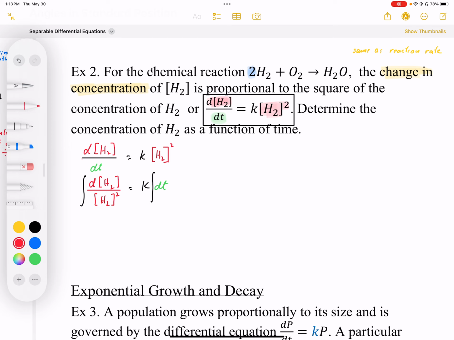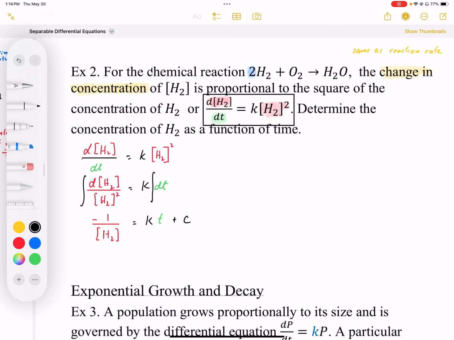Integrating this, the left side, we're going to use power rule. So we're going to end up with -1 over H2 to the power 1. And that's going to be equal to, and again, I've used a power rule here. Be careful not to use log. On the right-hand side, it's going to be equal to K times T, and then we're going to have this plus C to solve for.